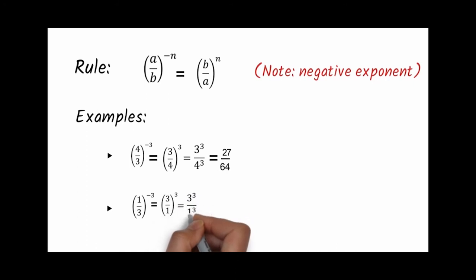And again, this is equivalent to 3 raised to the power of 3 over 1 raised to the power of 3. 3 raised to the power of 3 is 27. 1 raised to the power of 3 is 1. So 27 over 1 is 27. And that is our final answer.